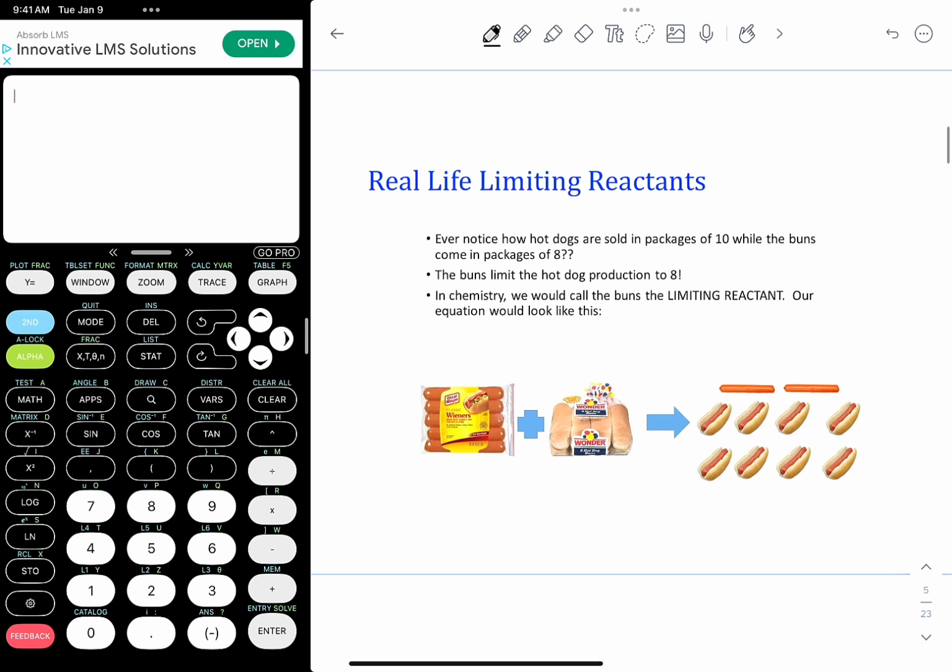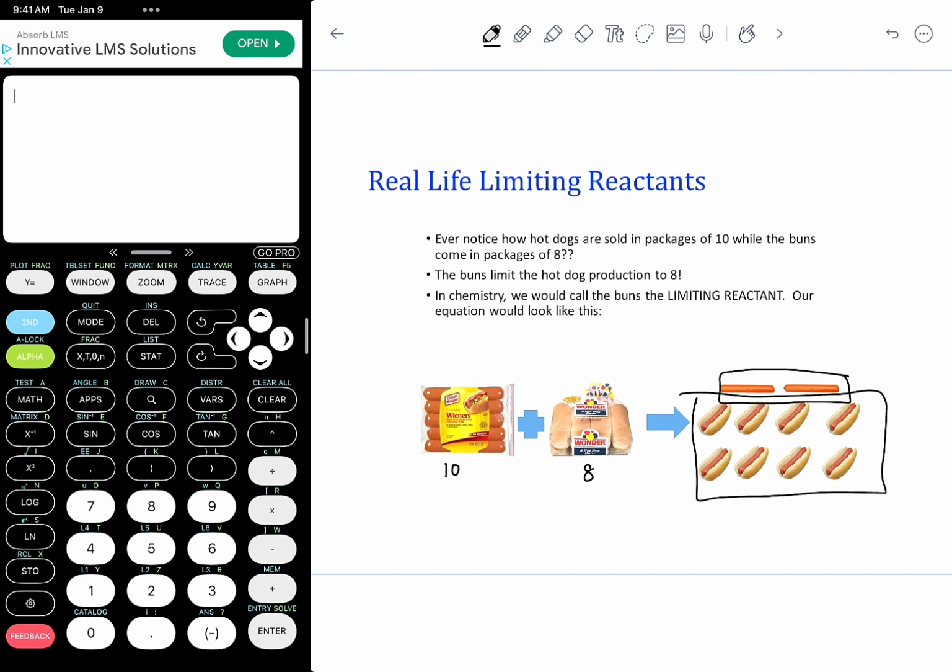Another good example of this is hot dogs. Do you ever notice how hot dogs are sold in packages of 10, but the buns come in packages of 8? That doesn't make any sense. The buns are going to limit the number of hot dogs that we can make, a good hot dog where we have a bun and a hot dog in it. So in chemistry, we see the buns as the limiting reactant. Our equation would look like this: we have 10 hot dogs and only 8 buns. So I can only make 8 good hot dogs, and I'll have 2 bunless hot dogs left over. We usually end up not eating those anyways.